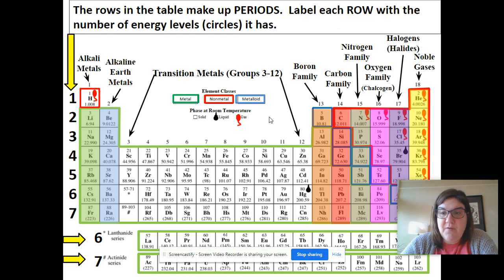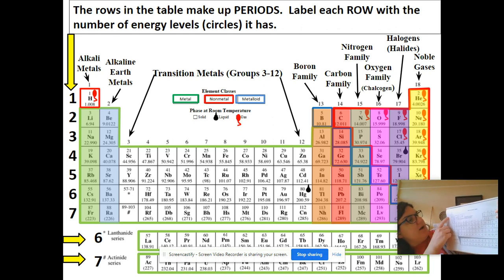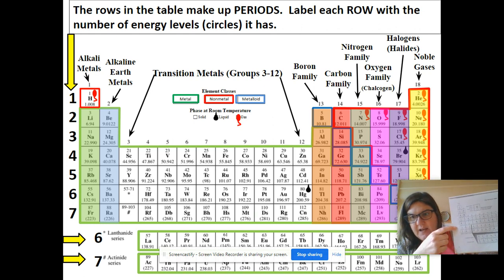Now looking here, if you have your periodic table with your blue book, you can see they have them already numbered down the side here. That tells you how many shells, how big it's going to be.